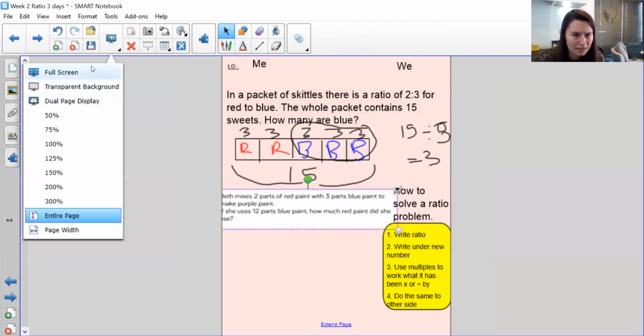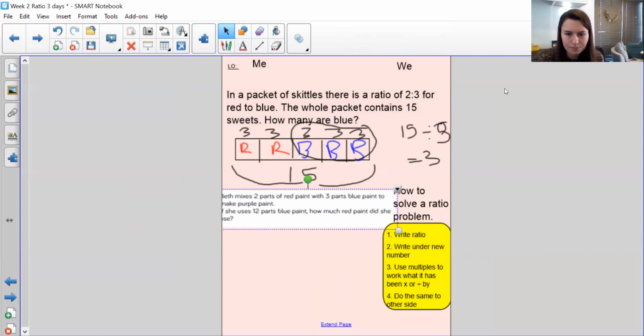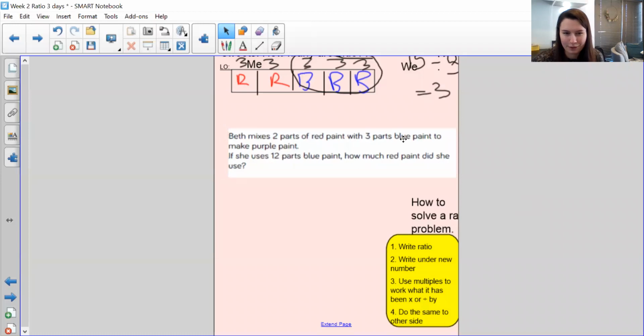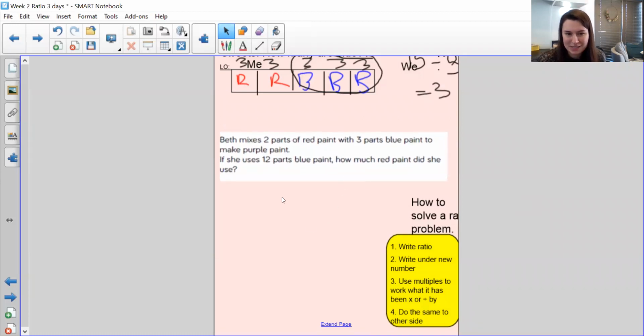Let me just try and make this a bit bigger. Okay, I hope that's a little bit bigger for you. So Beth mixes 2 parts of red paint with 3 parts of blue paint to make sure she has purple paint. If she uses 12 parts of blue paint, how much red paint did she use?